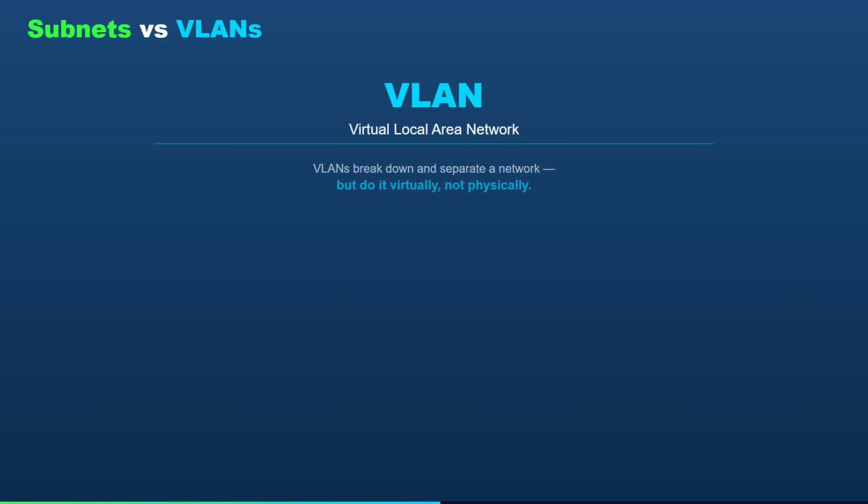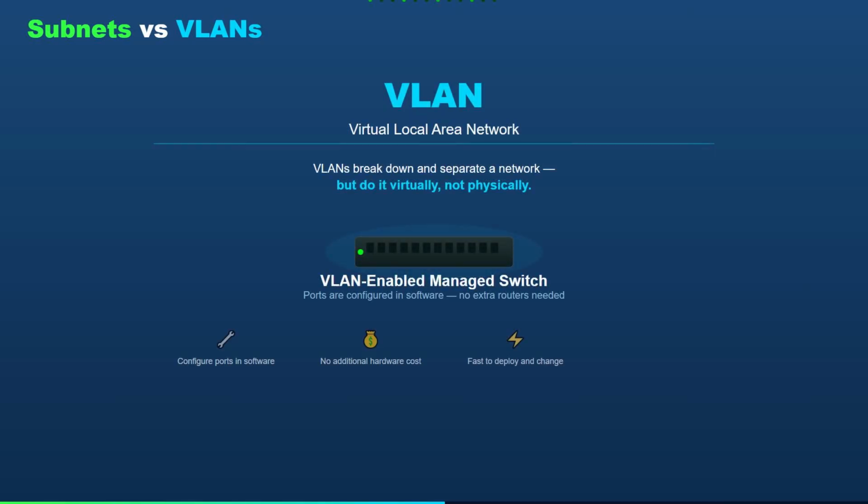What is a VLAN? A VLAN, or virtual local area network, will do the same thing. A VLAN will also break down and separate a network, but it does it virtually. VLANs are created on a VLAN-enabled switch. The ports on a VLAN switch can be configured to separate network traffic completely without using routers.